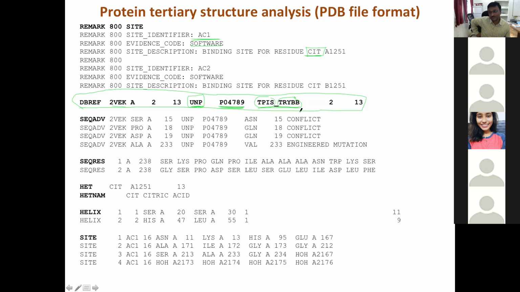Now the question, and this is something very interesting, is do you have a UniProt identifier for every single PDB identifier? What do you think? Anyone? Do you think you will have a UniProt identifier?